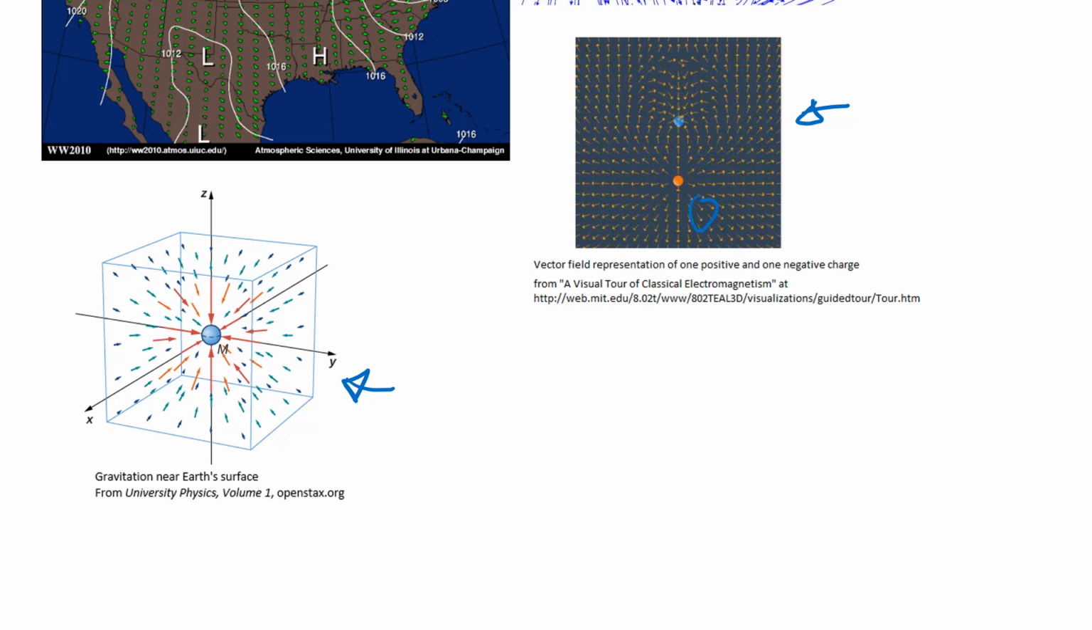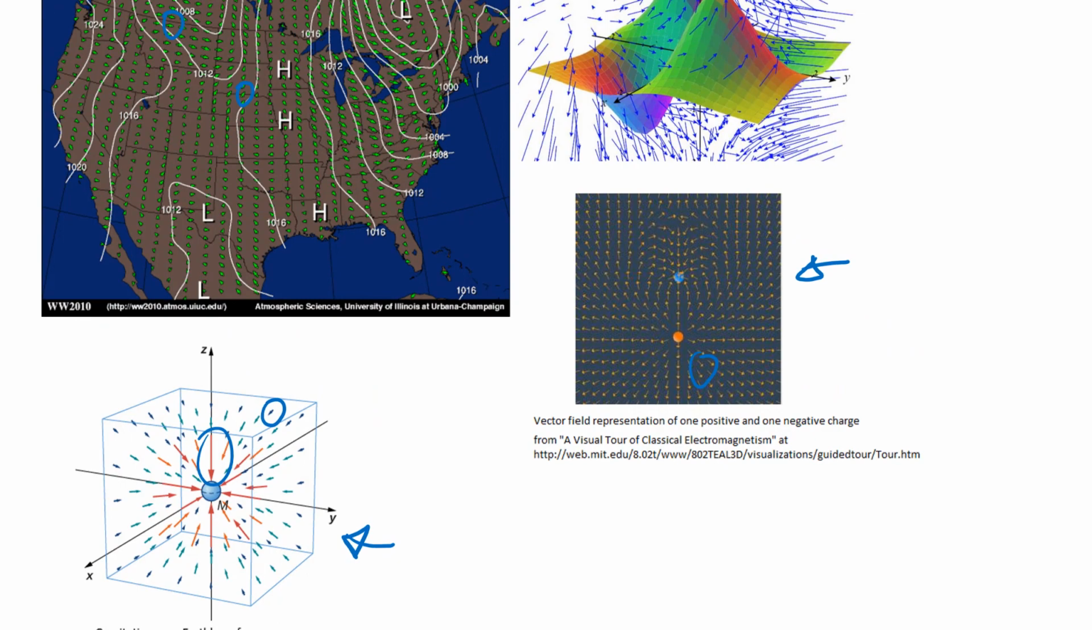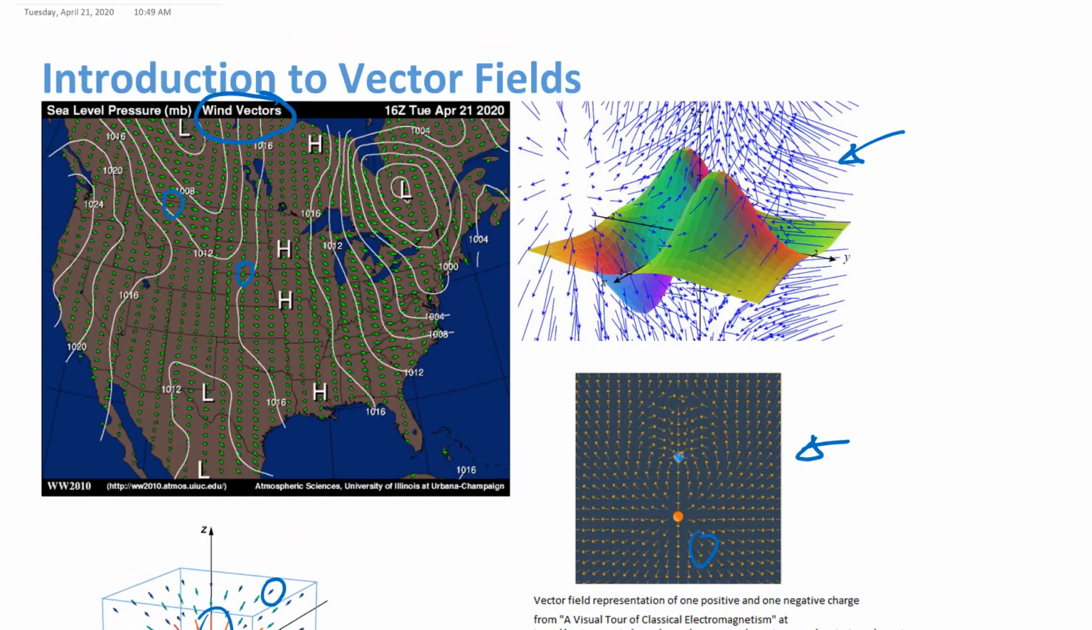And you notice that the magnitude of the vectors is a lot longer when you're closer to the surface of the Earth, and then a lot shorter when you're farther away from the center of the surface of the Earth. So visually, all these just give you some different examples of vector fields. They have a lot of practical applications.